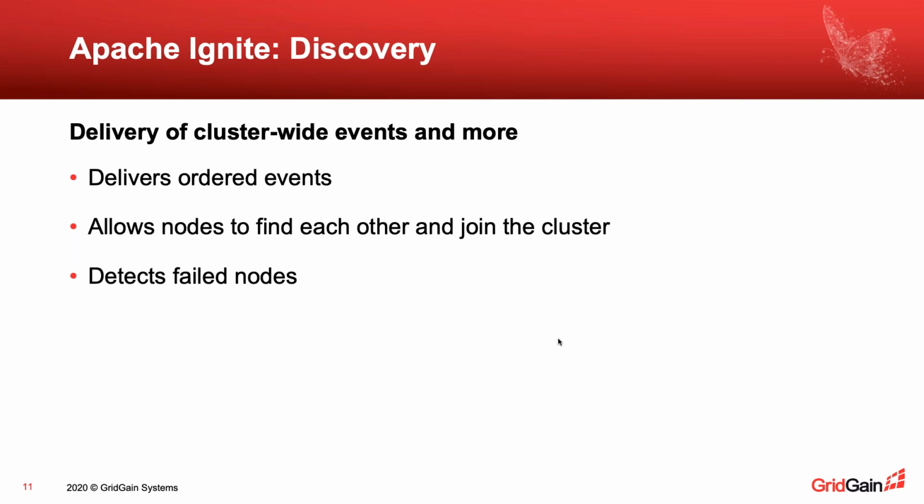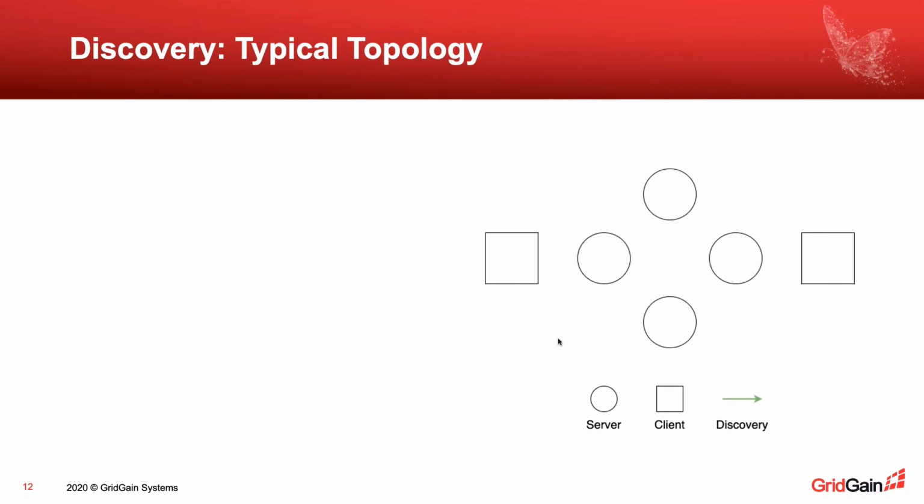So these are the two network components that we have in Ignite. Communication, which handles fast, high-speed data transfer, and discovery, which handles the other three functions. So let's look more at how discovery works. Let's look at discovery's typical topology. And this is the same cluster which we looked at when we talked about communication. 4 server nodes and 2 client applications.